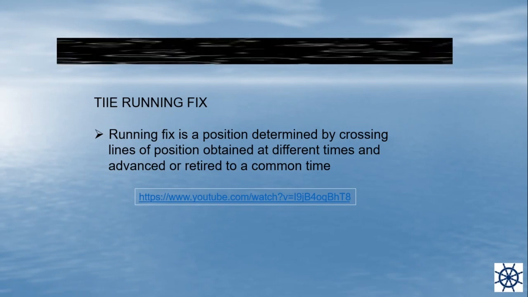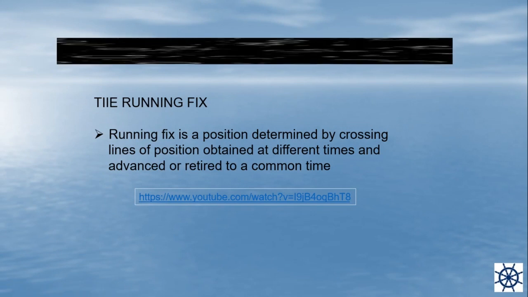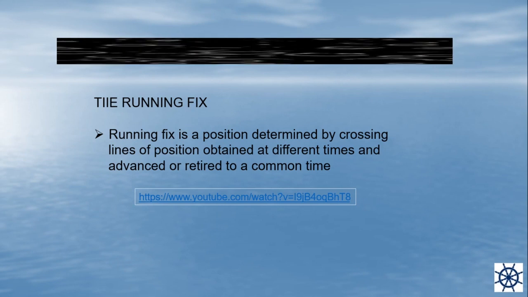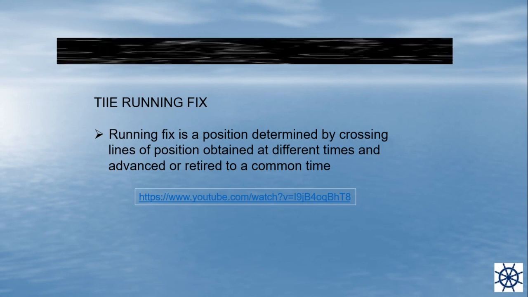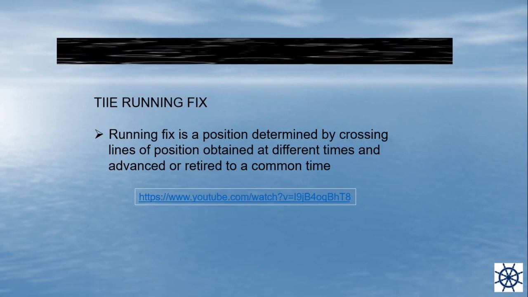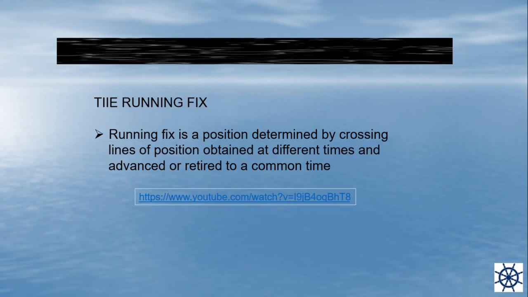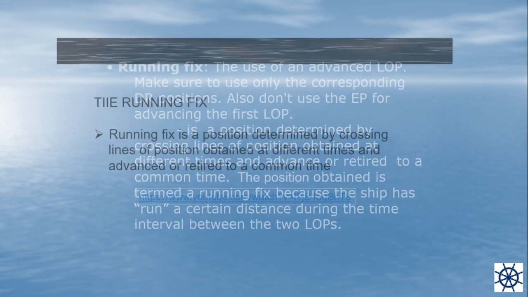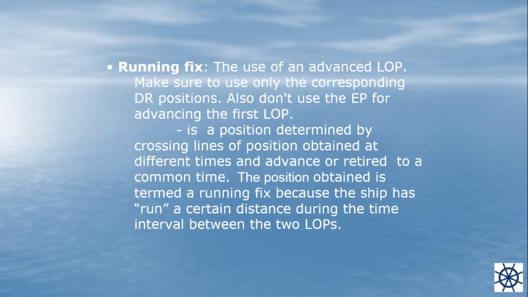Okay, now running fix. A running fix is a position determined by crossing lines of position obtained at different times and advanced or retired to a common time. Here is the meaning. In the use of an advanced line of position, make sure to use only the corresponding dead reckoning position. Also, don't use the estimated position for advancing the first line of position.